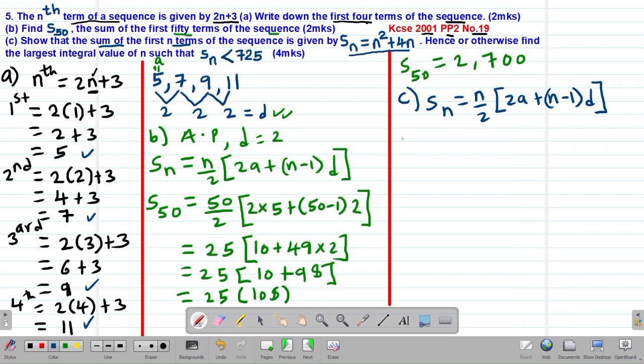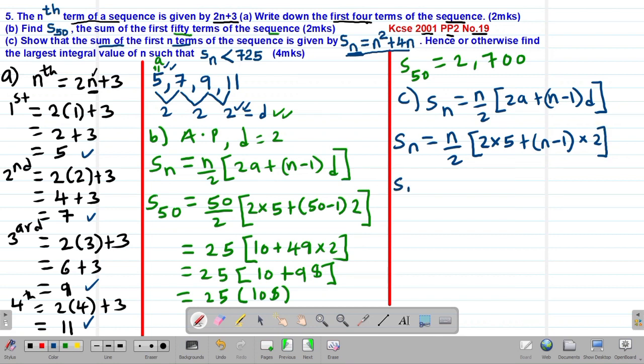So if I substitute my values here, we are required to show that Sn is given by this equation. Therefore Sn will be given by n over 2, then into bracket 2 multiplied by the first term of this particular progression, which was actually 5, so this will be my a is 5, then of course plus n minus 1, then we multiply with the common difference. The common difference of this progression was positive 2, so we multiply by 2, then we close the bracket.